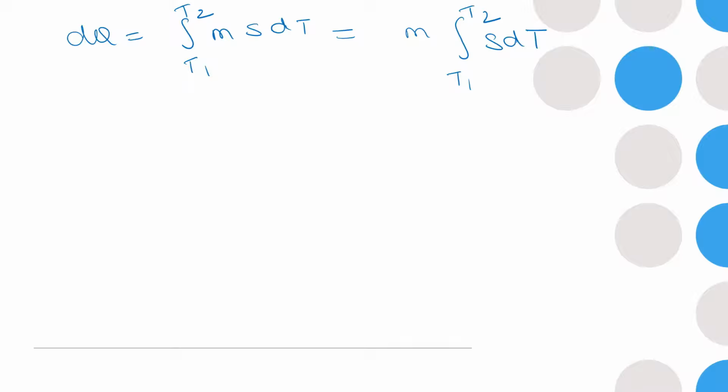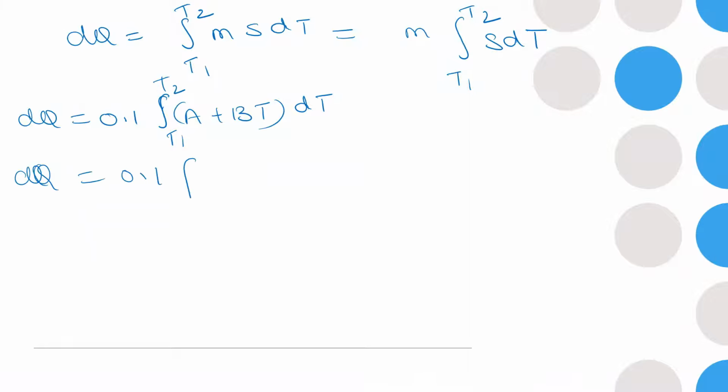Now substituting, Q is equal to m, that is 0.1, times integration from T1 to T2 of s, which they given as the formula A plus BT, dT. So Q is equal to 0.1 times integration from T1 to T2 of A dT plus integration from T1 to T2 of BT dT.